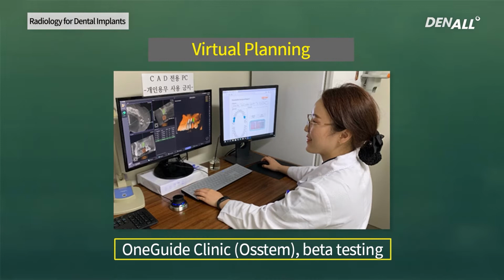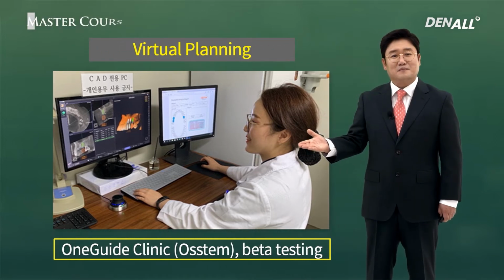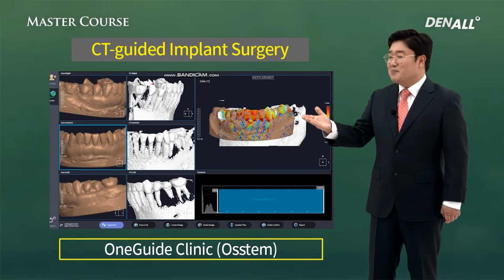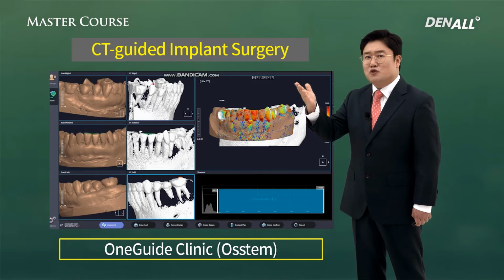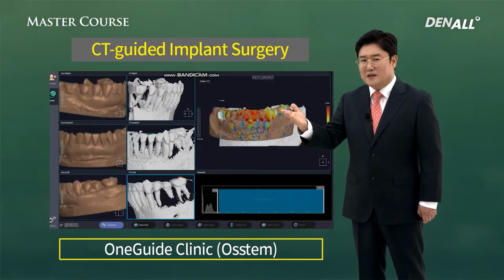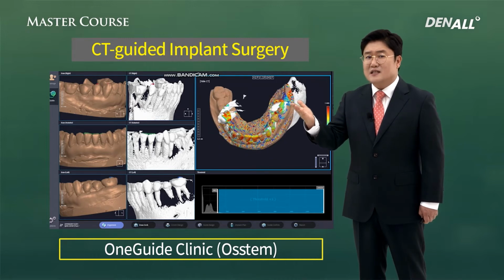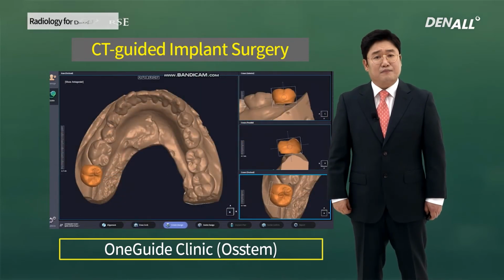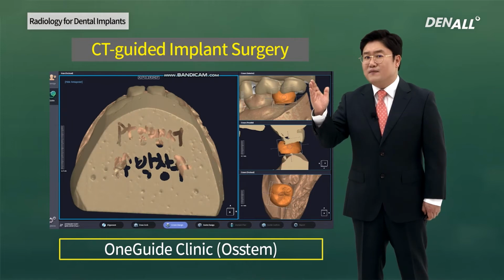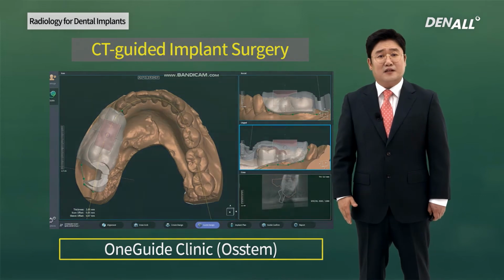Implant Studio is used quite widely. To replace that, OSSTEM is developing one guide clinic. It is under beta testing right now. If you look at here, digitally guided implant surgery, the most important thing when it comes to that is the CT information. CT, cone beam CT, without CBCT, digitally guided implant surgery is not possible. The most important information is provided by CBCT to the digitally guided surgery.